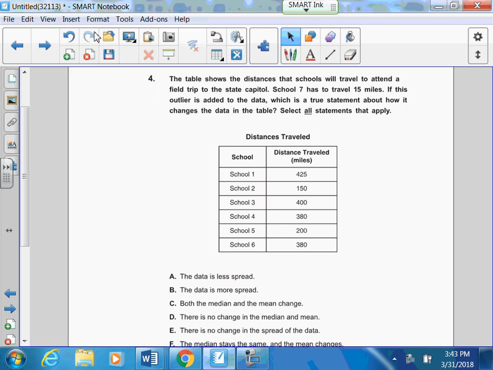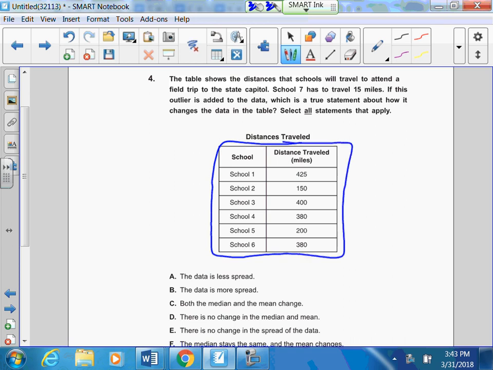Okay, so I assume you've basically assessed the situation. Here are 6 schools and the distance that they have to travel to the capital. If we add the 7th school that only has to travel 15 miles, how does that change the data? How does that change the data from just the 6 schools to that 7th school?